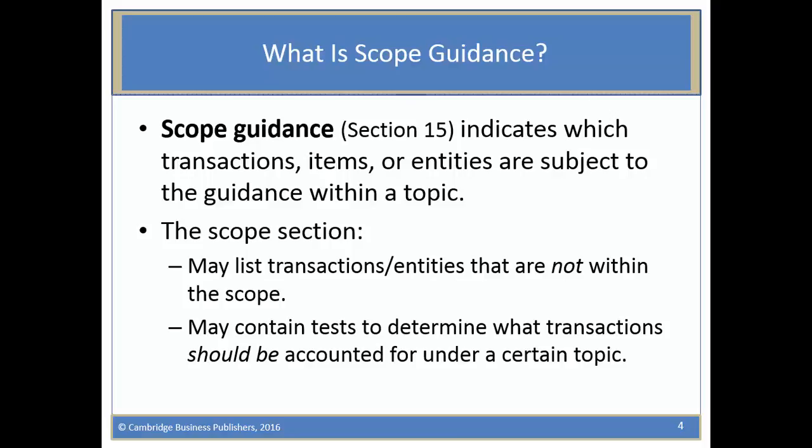Section 15, Scope Guidance, indicates which transactions, items, or entities are subject to the guidance within a topic. The Scope section may list transactions or entities that are not within the scope. The Scope section may contain tests to determine what transactions should be accounted for under a certain topic.